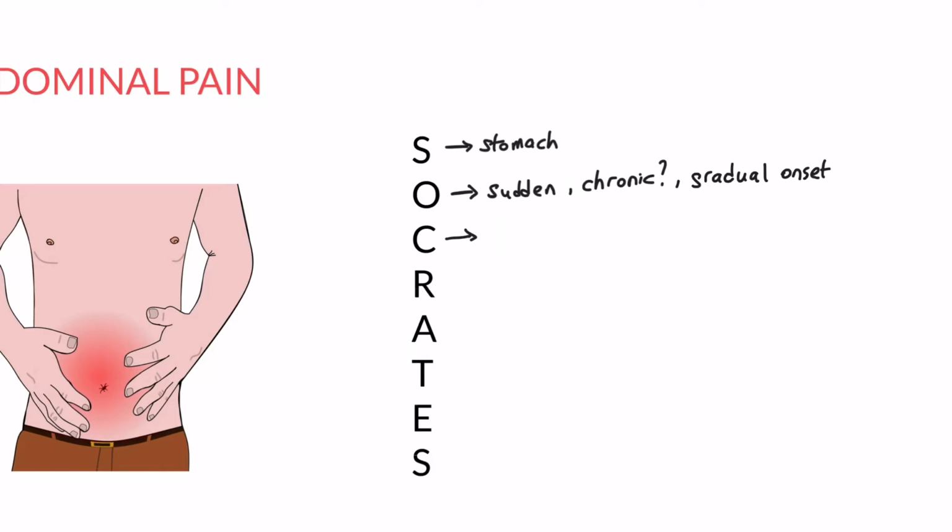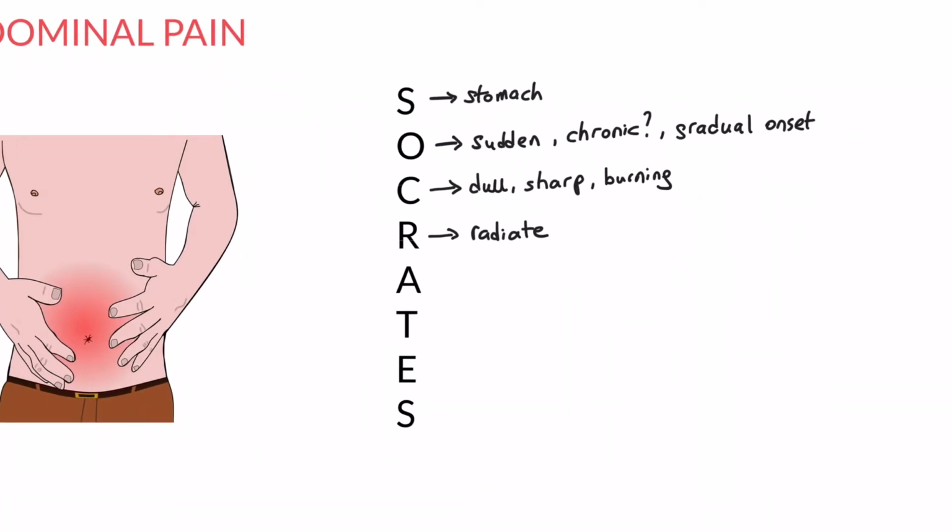Okay, so C stands for character. What I ask is whether it's a dull ache, or a sharp burning sensation. That can give you a little bit of an idea what the type of pain would be like. Radiation: does it radiate anywhere? Depending on the type of pain, some will radiate from the stomach to the back, to the left, to the umbilical region. So you need to start having an idea of how this pain may evolve.